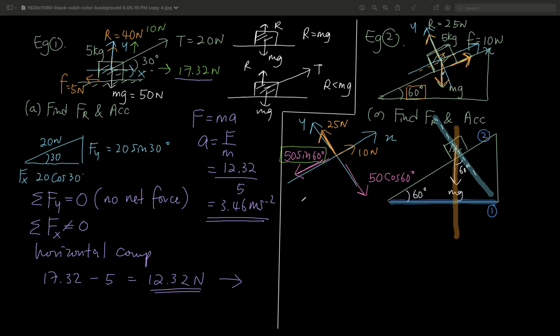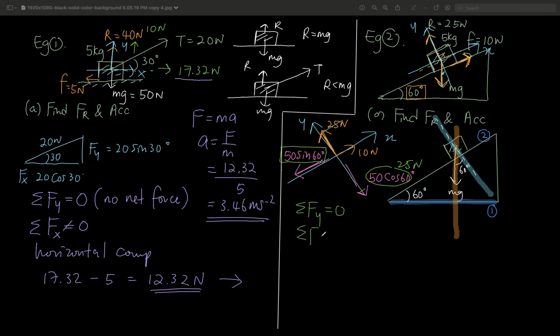Okay, then you analyze. Sum of vertical. How much? 25. What is 50 cos 60? 50 cos 60 also 25. This one is 25. So balanced by this one. Sum of vertical is 0. If sum of vertical is 0, then there's no motion in that direction.